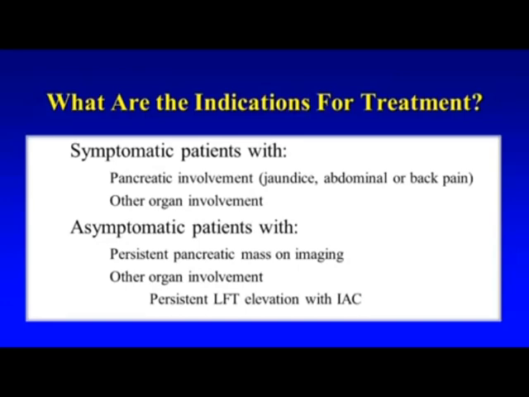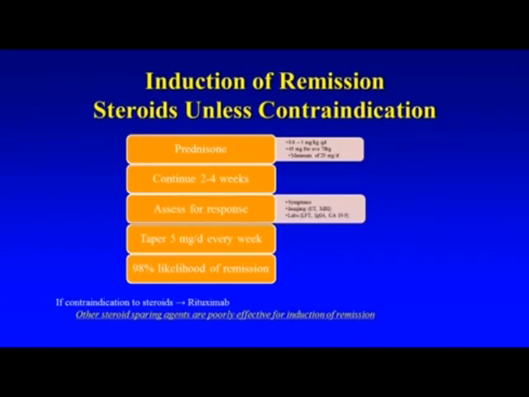So according to these international consensus guidelines, the indications for treatment would be symptomatic patients with pancreatic involvement manifested by jaundice, abdominal or back pain, or symptomatic other organ involvement, or asymptomatic patients with the presence of a persistent pancreatic mass on imaging, or persistent LFTs due to cholangiopathy.